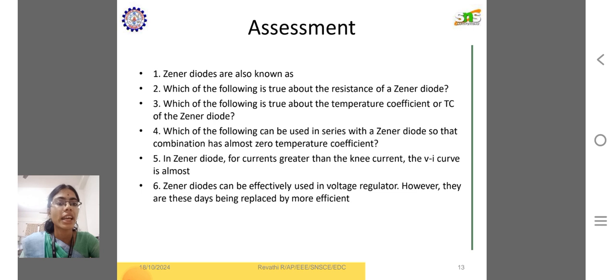Zener diodes can be effectively used in voltage regulators. However, these days they are being replaced by more efficient devices.